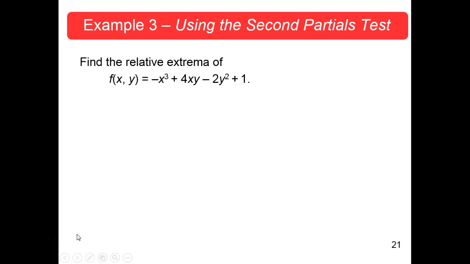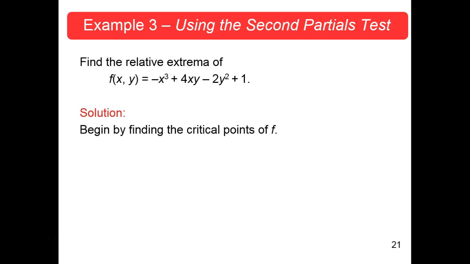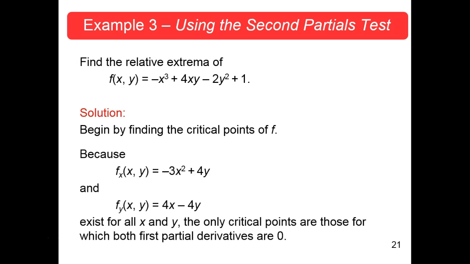So let's see how they do it. Begin by finding the critical points. So how do you find the critical points? Take your partials. Partial of f with respect to x is minus 3x squared plus 4y. Partial of f with respect to y is 4x minus 4y. Those partials exist for all values x and y, so the only critical points are those for which both the first partials are 0.